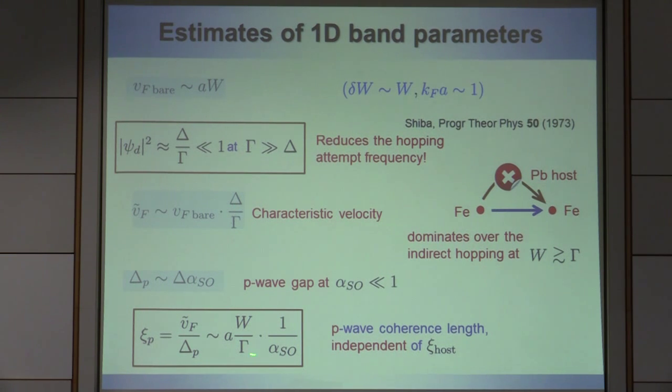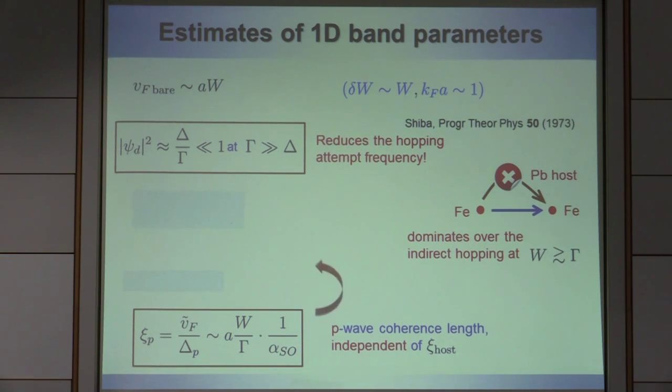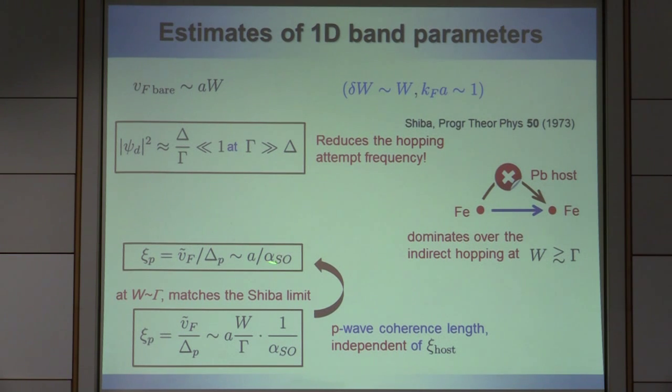Okay. Now this estimate fits well with what we had before. If I put W over gamma of order 1, then we are back to the formula that we had before. So if this is a parameter of order 1, then we get a over alpha SO again. So these two estimates match each other. So the outcome again is that the coherence length in the 1D induced p-wave superconductor is independent of the gap in the host material. It knows about the atomic properties of the chain.